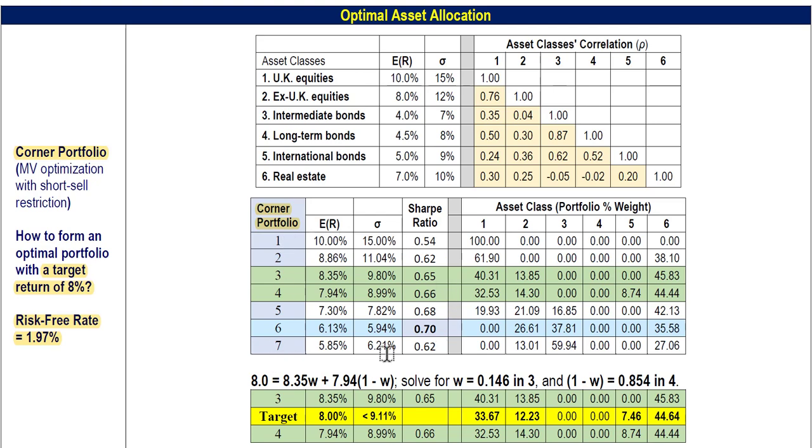Then from the corner portfolios here, we can see the best choice, right? If we don't consider your target return, the best corner portfolio is portfolio number 6, which gives you 6.313% return with a standard deviation of 5.94 and a Sharpe ratio of 70. You're able to see that for the corner portfolios, even a high return may have the lowest Sharpe ratio because of high risk. The Sharpe ratio increases, right, through more and more diversification.